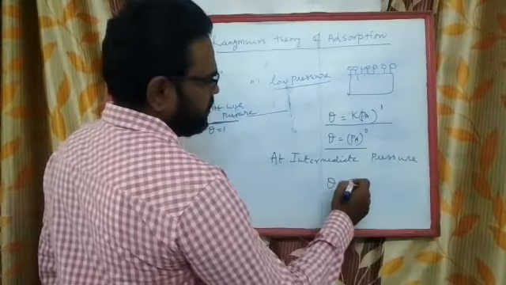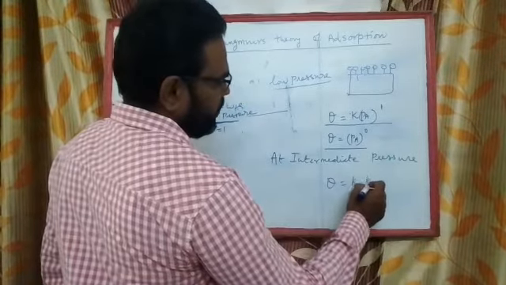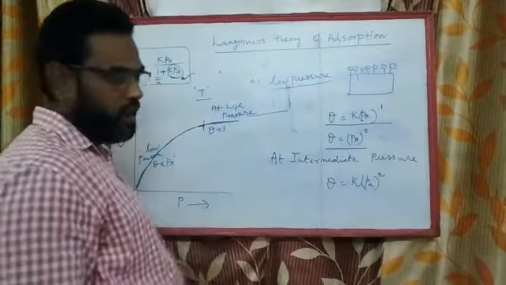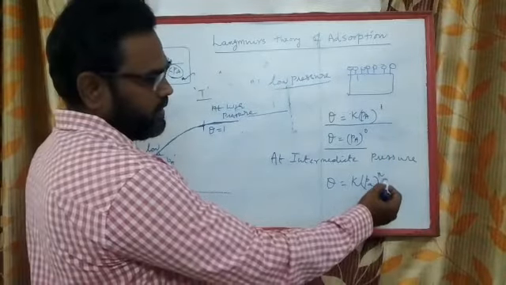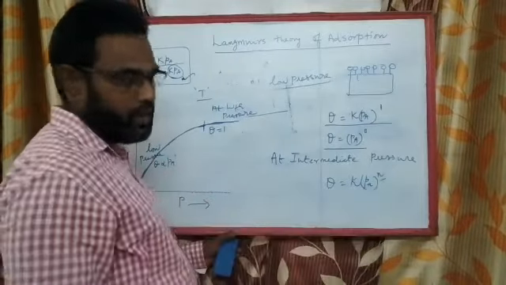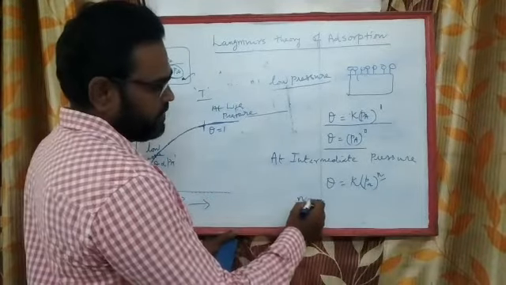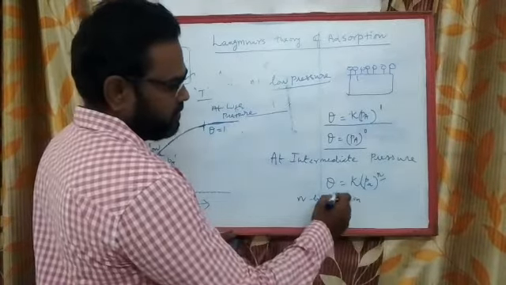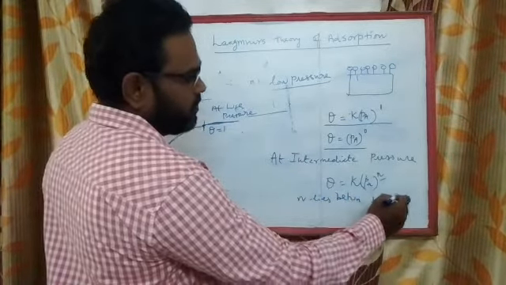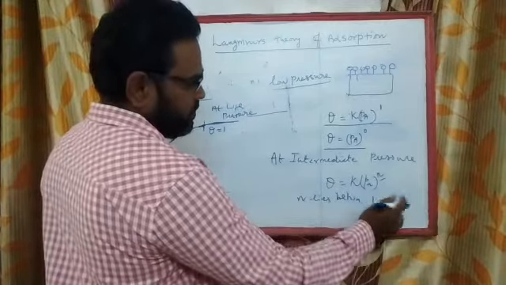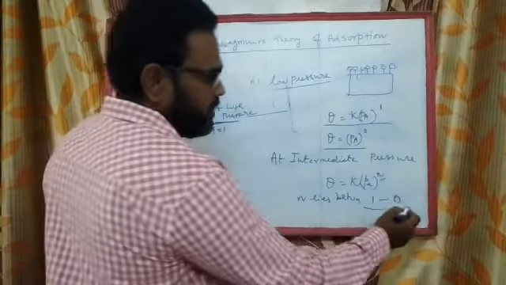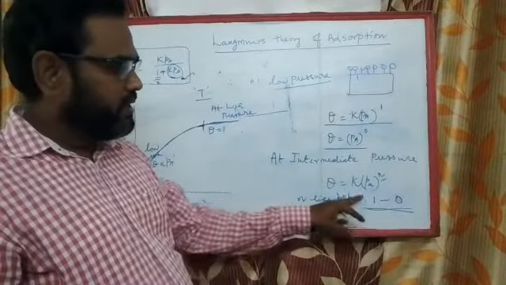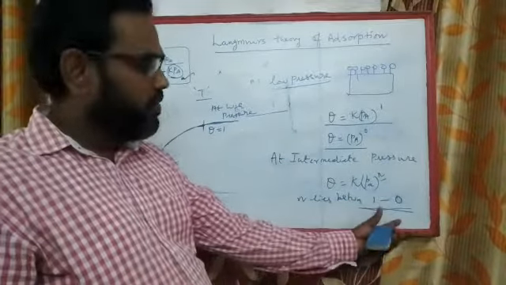theta is equal to kPa to the power n, where n lies between 1 and 0. That means at intermediate pressure, the reaction is fractional order.